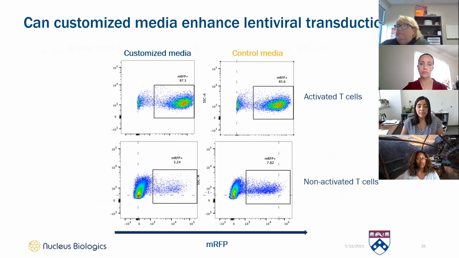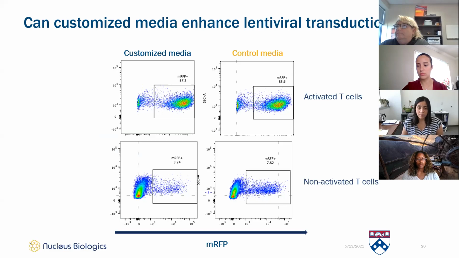Another parameter that I wanted to look at is the transduction efficiency of lentivirus using this media in my two different processes, either cells that we activate or the non-activated T cells. On the top part, in the activated T cells, we use a fluorescent protein, MRFP, and we see similar MRFP expression levels in the activated CAR T cell context. Both of them are almost at a similar level.